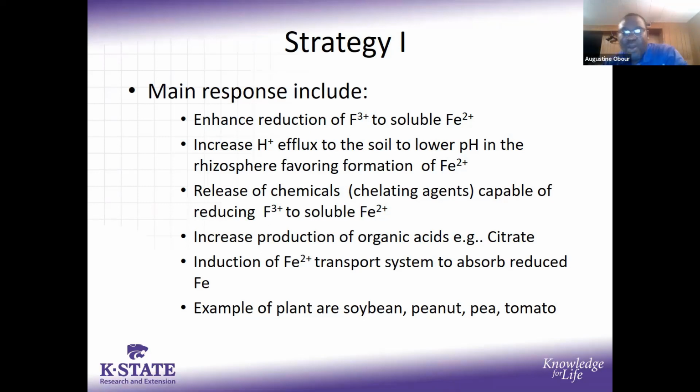Once organic acids are produced in the rhizosphere, this decreases the pH around the roots, and that favors the conversion of iron 3 to iron 2 to help in uptake by plants. Examples of plants that use strategy 1 include peanuts, soybeans, peas, and tomatoes.